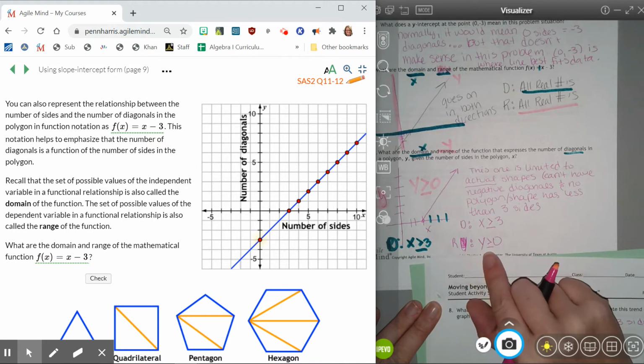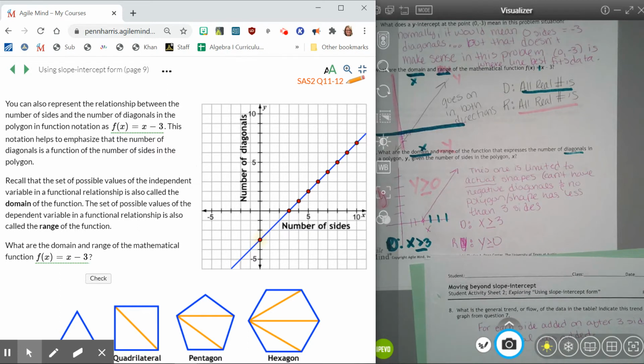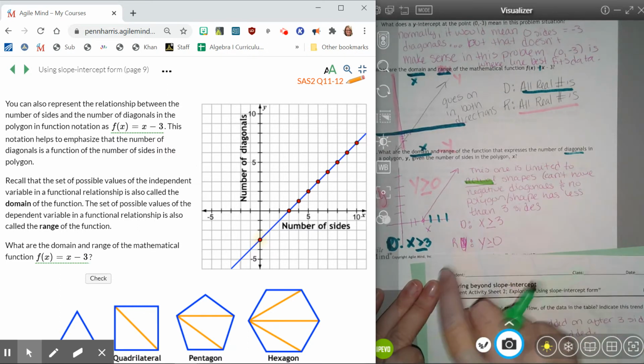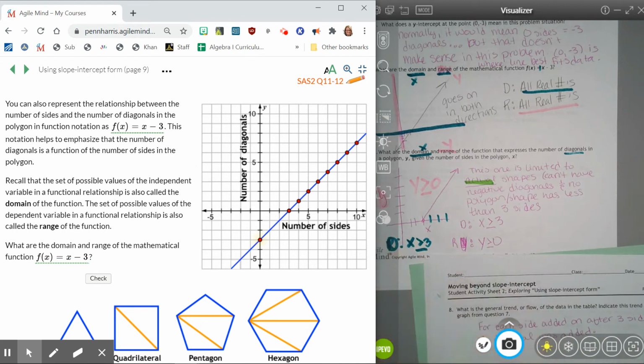Because on this problem, we are limited to actual shapes. Okay, again, because we can't have negative diagonals. There's no polygon or shape that has less than 3 sides.